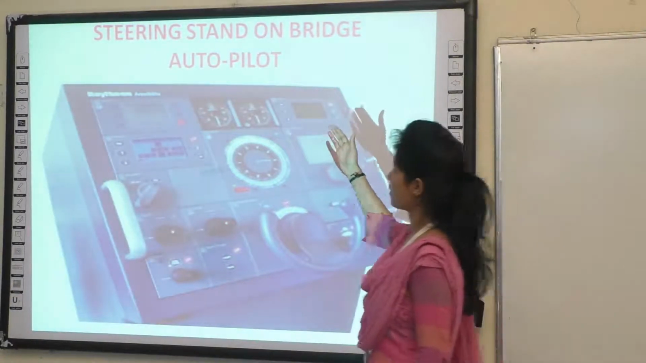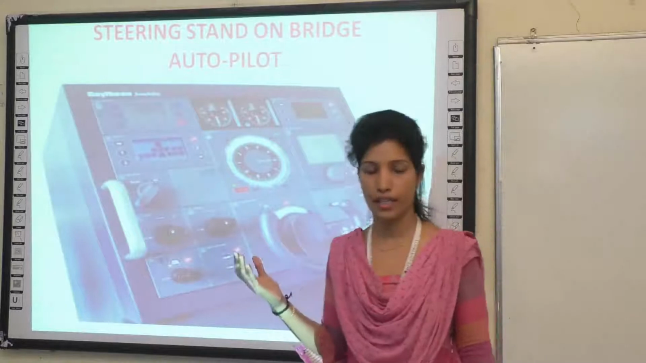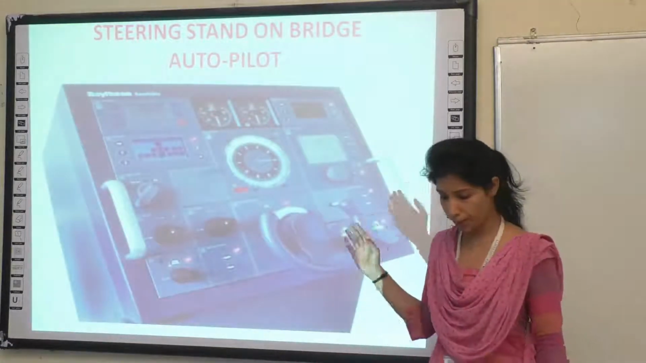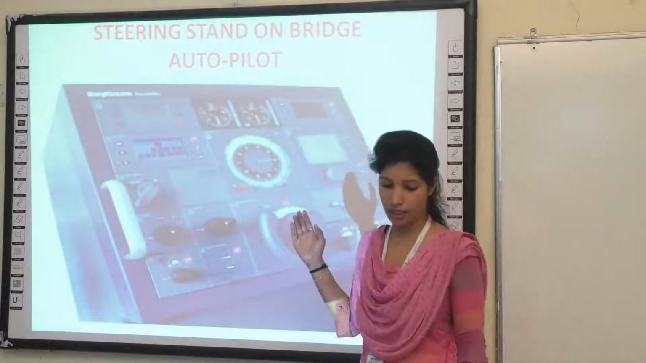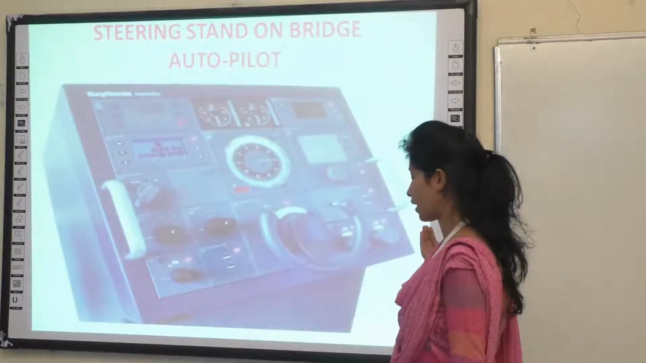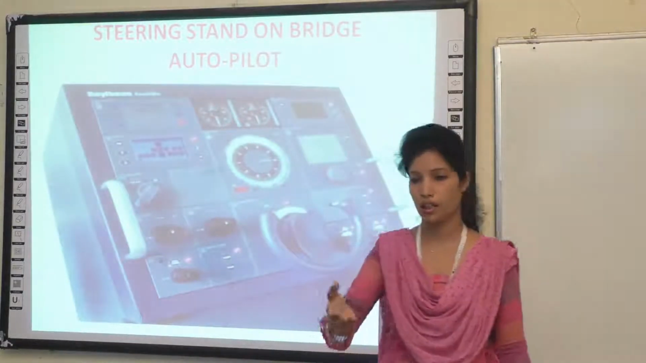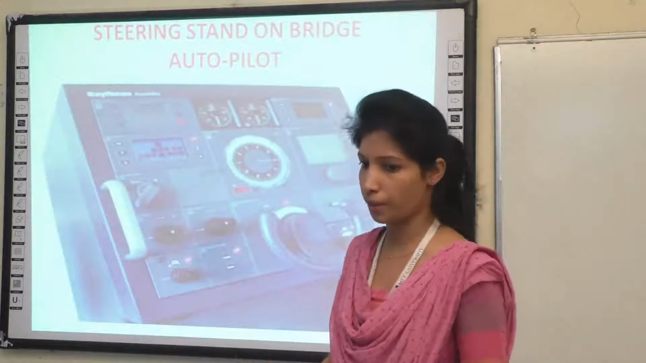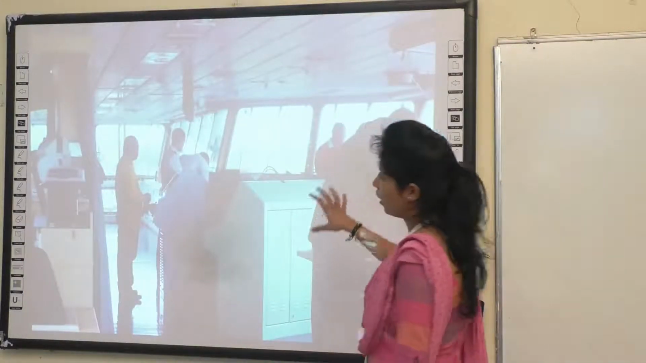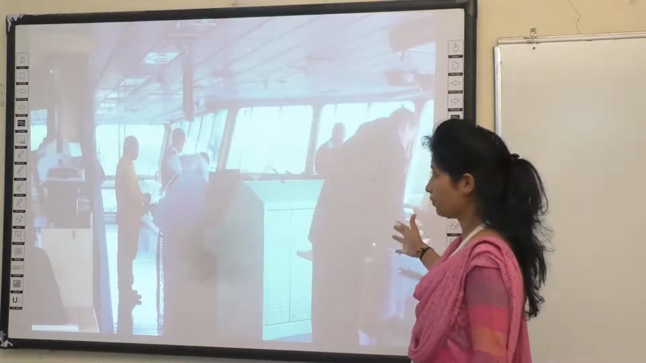This is the steering stand on a bridge autopilot. What is an autopilot system? I already explained that this is a steering system. Nowadays, on board ships we use an automatic steering system so that we can take out manpower, and without manpower we can run the ship and move the ship. So this is how the autopilot works inside the ship.